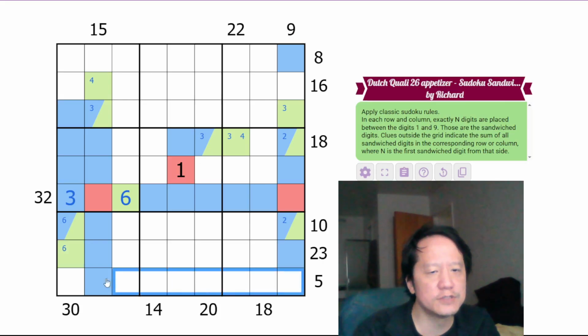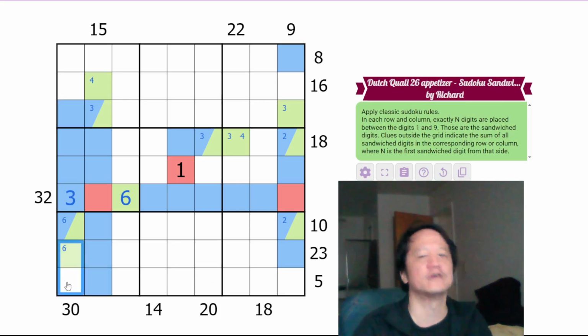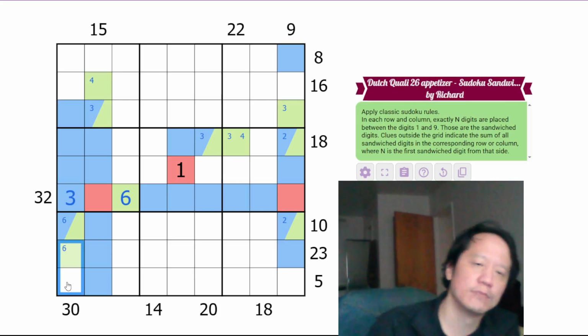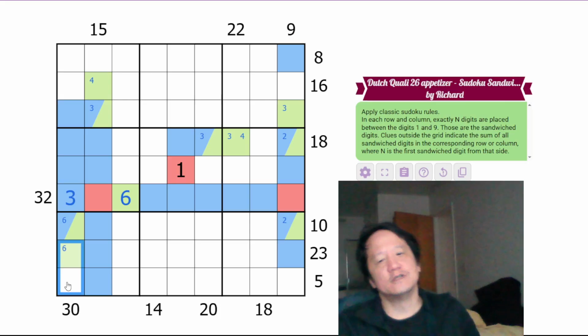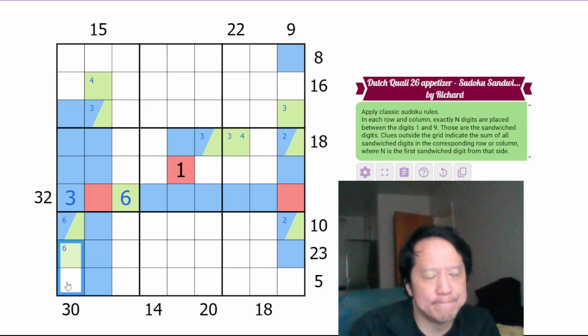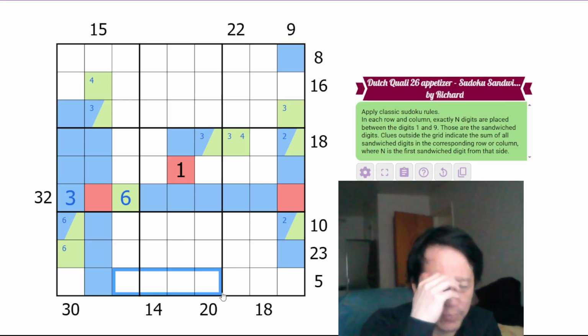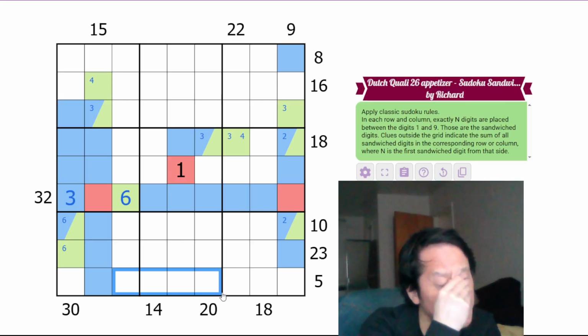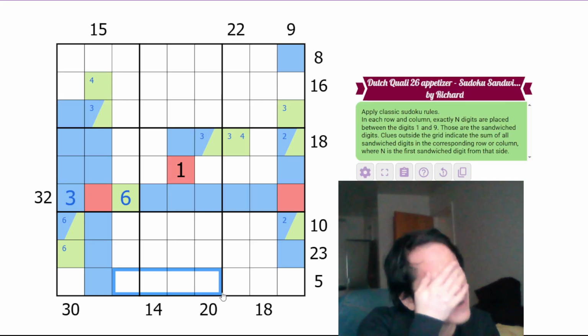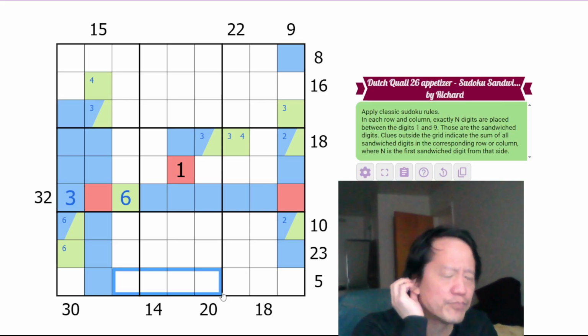For this, we're going to have to have one of these two definitely crust. That's interesting. This combination has to be 2 and 3, because again, n has to be the first sandwich digit, and you can't have just a 5 by itself there. You can't have a singleton at all.